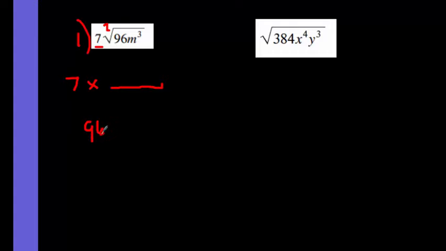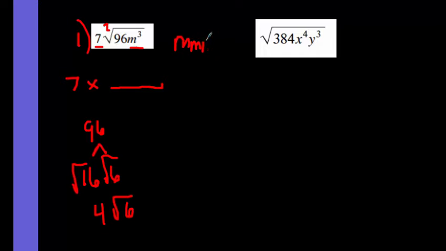So I can think about factors of 96 being 16 and 6, where 16 is a perfect square. Right? And so for the number part of this, I could say that this would be 4 square root of 6. So that's one way of doing it. For the m, I usually think about this as being 3 m's, m cubed. And since it's a square root, they have to come out as a pair. So one pair of m's, or m squared, comes out and picks up the extra m here.